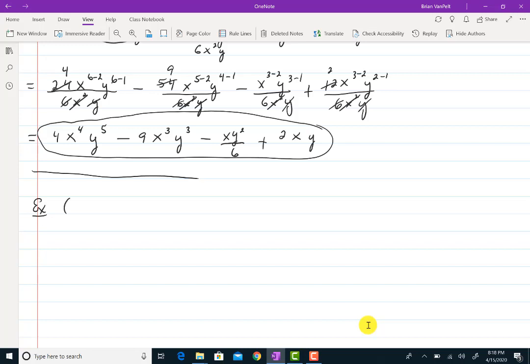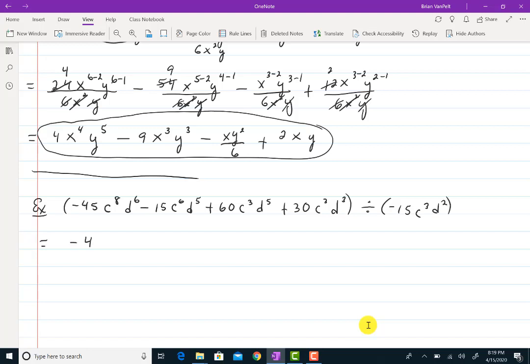For our next one, oh, this looks hideous. Let's see, we have negative 45 c to the 8th d to the 6th minus 15 c to the 6th d to the 5th plus 60 c cubed d to the 5th plus 30 c cubed d cubed. All of this stuff is divided by negative 15 c cubed d squared.